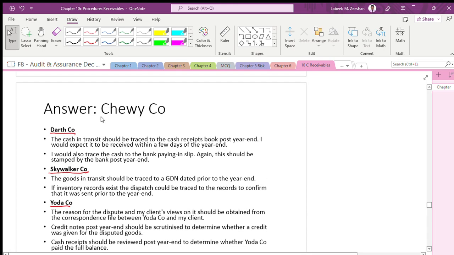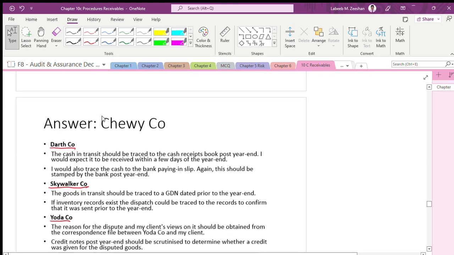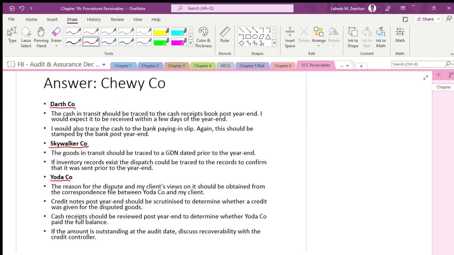What is the reason they give? They say cash in transit. Cash in transit is nothing but something that should be traced to the cash receipts book and would be expected to be received within a few days of the year end. They have sent it, but we have not received it, not collected it, not posted it, not deposited it. There will be so many possibilities.